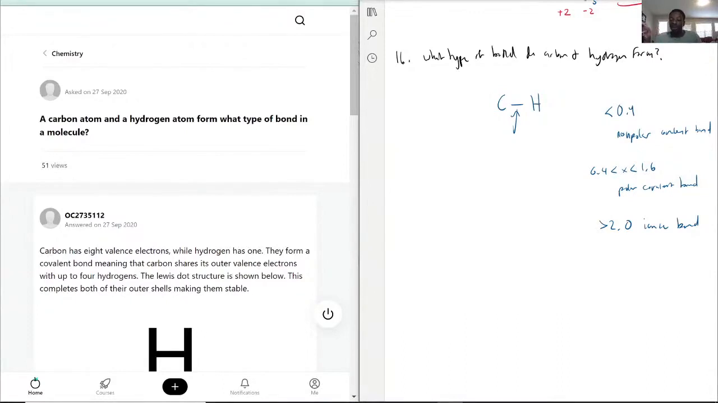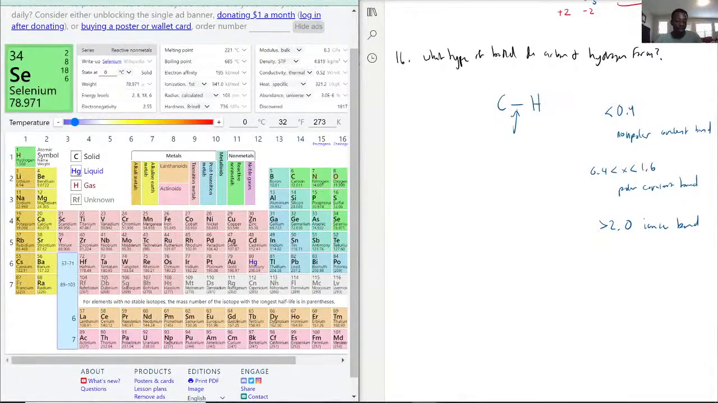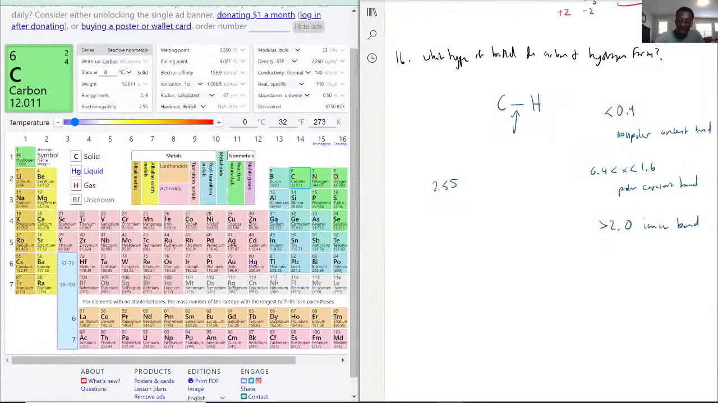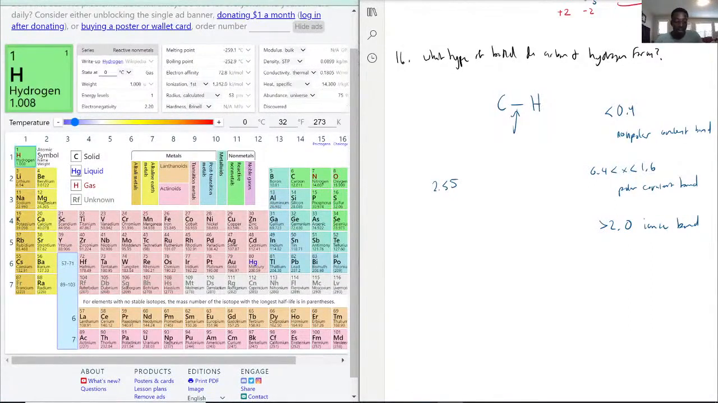So with all that being said, let's look at the electronegativity for carbon and hydrogen, okay? Carbon has an electronegativity of 2.55 and hydrogen has an electronegativity of 2.20. Subtract them to find the difference, and we get that the difference is 0.35. So it falls in the range of the nonpolar covalent bond, okay?